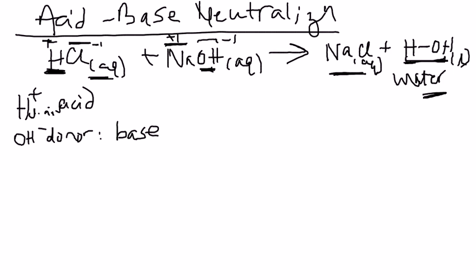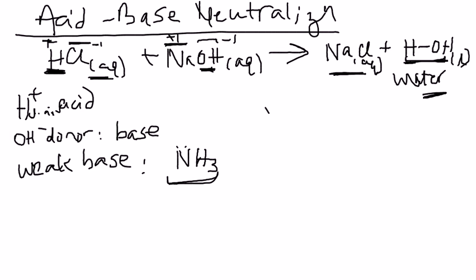I just want to take the time to help you realize what a strong acid, what a weak acid is, what a strong base is, and what a weak base is. So, weak base. A classical example of a weak base is ammonia. And basically ammonia, if you think about it, does not have in its structure an OH negative. So it cannot be classified as an Arrhenius base.